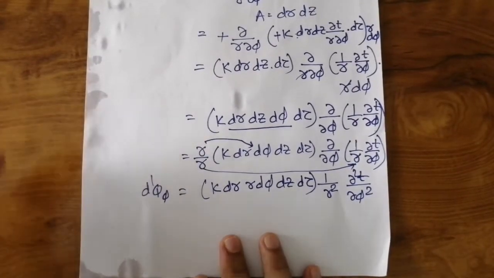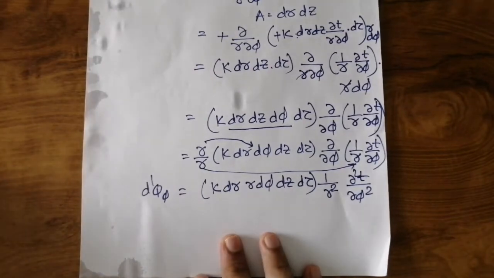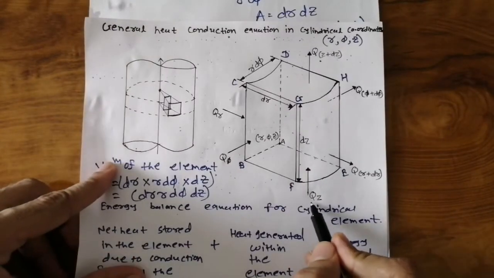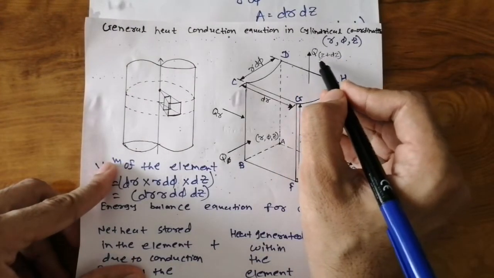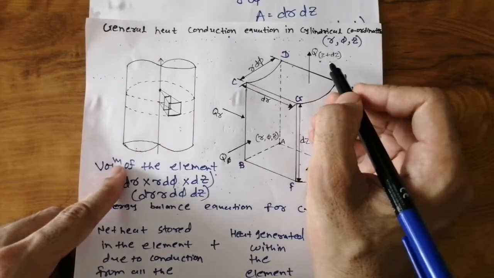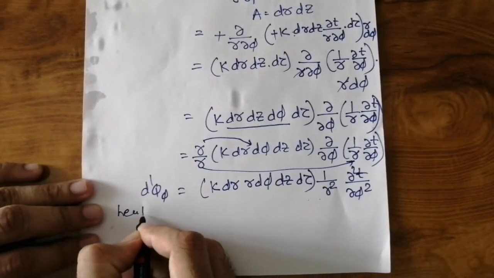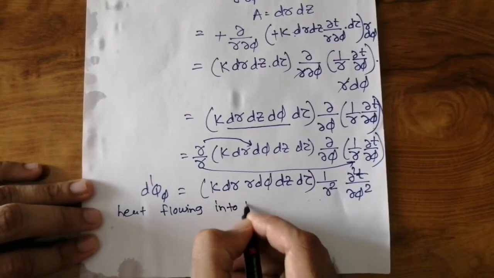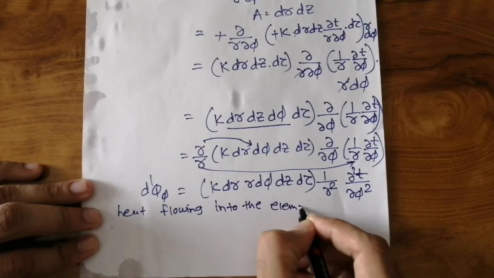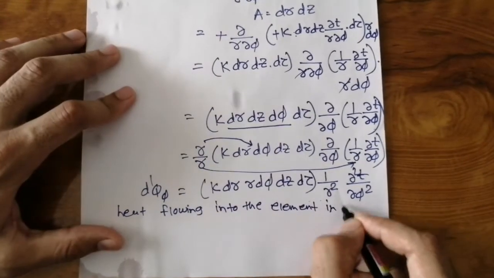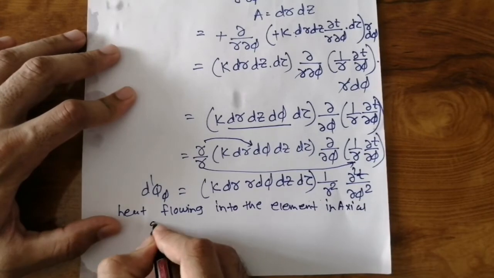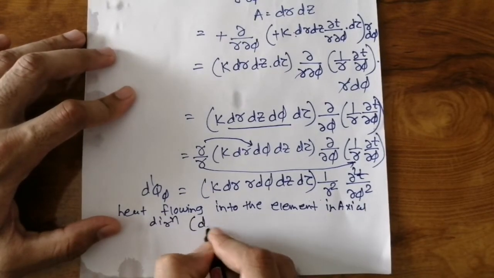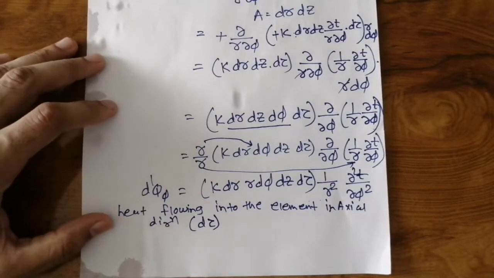Now similarly we are going to discuss heat flow in the axial direction. So similarly for heat flow in the axial direction, energy in will be qz and energy out will be qz plus dz. First of all we consider energy flowing into the element in the axial direction. The time interval is d tau.